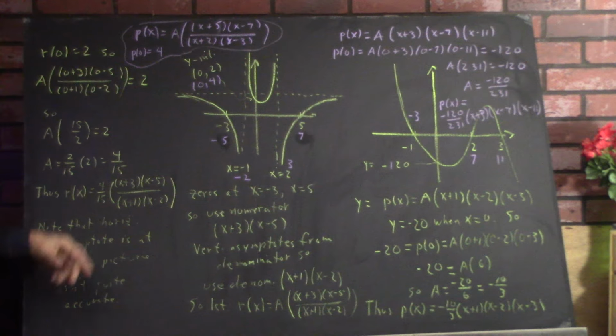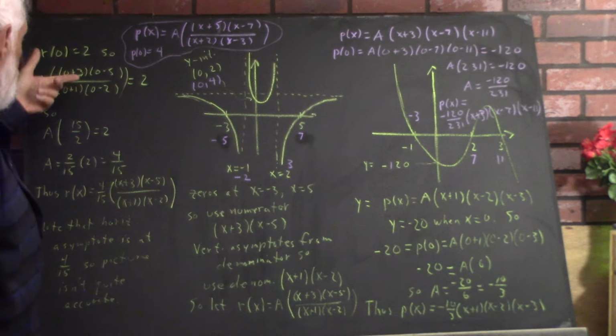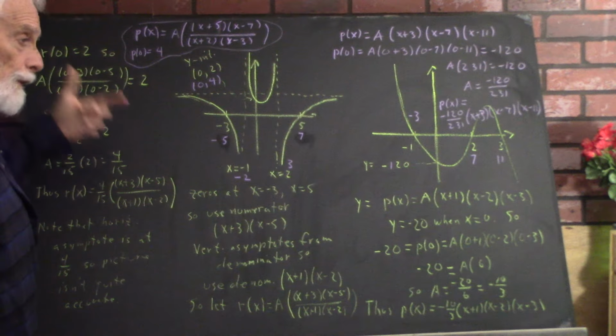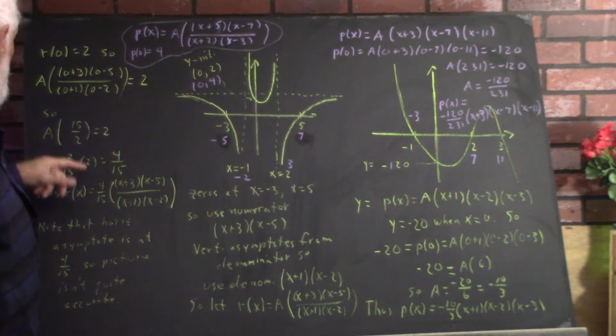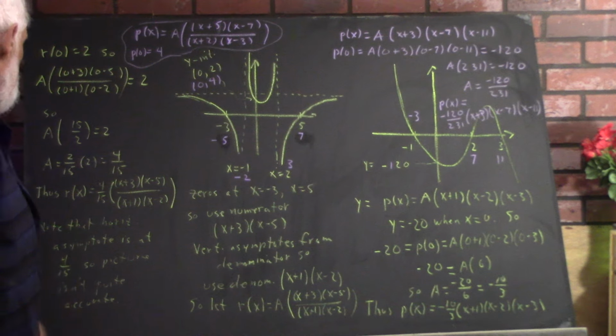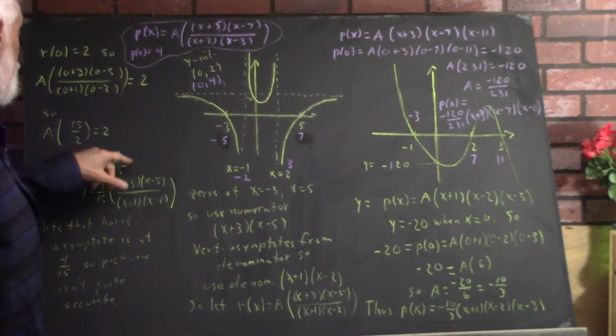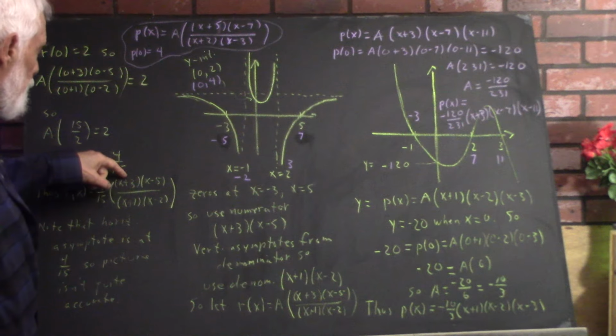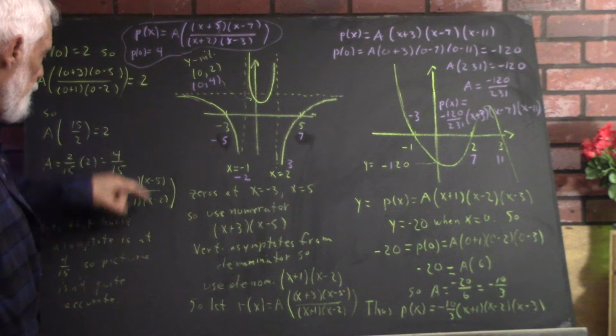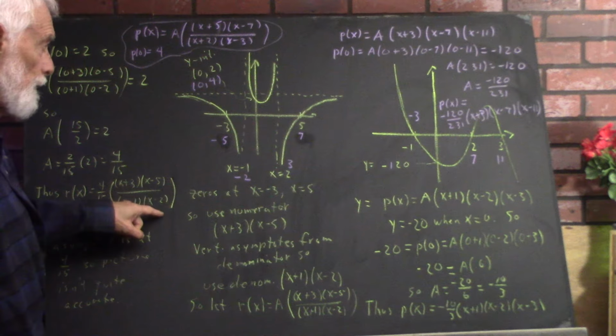And we then do the arithmetic. 3 times -5 is -15, 1 times -2 is -2, so we have 15 halves. A times 15 halves is 2, so a is 2/15 of 2, 4/15. So r of x is 4/15 of x plus 3 times x minus 5 over x plus 1 times x minus 2.